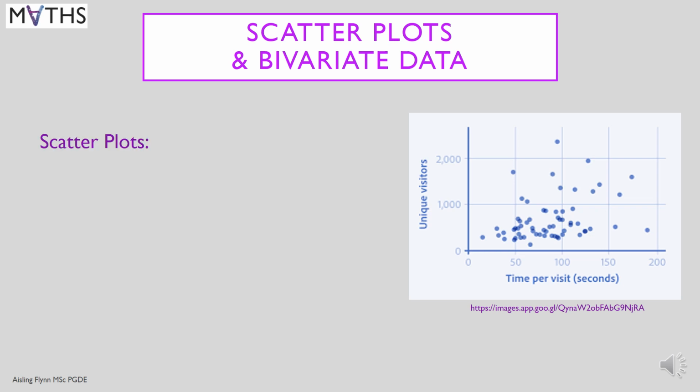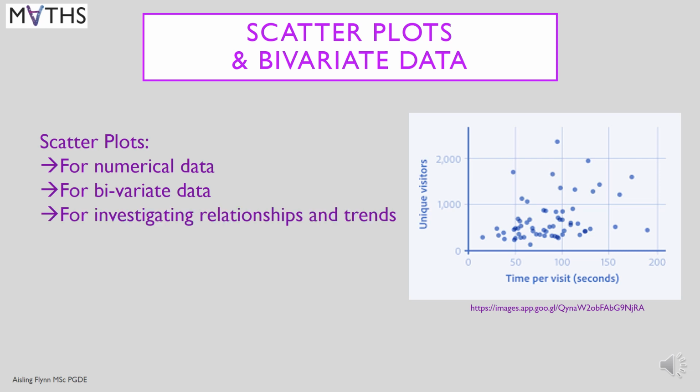So let's review scatter plots and bivariate data. On the right here you see a picture of a scatter plot. So lots of dots scattered around. And it's used for bivariate data and for numerical data, meaning that you have two variables. In the example given here, we have time per visit, in seconds, and unique visitors.